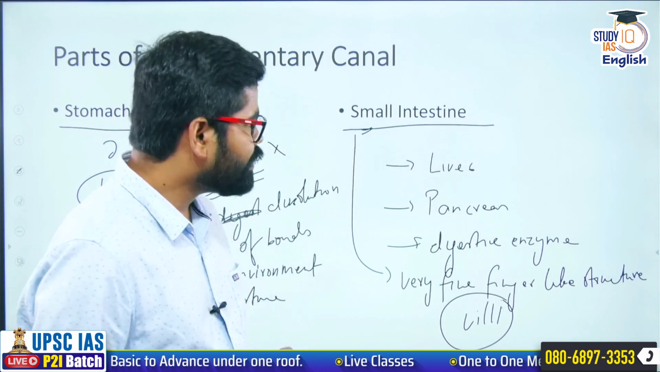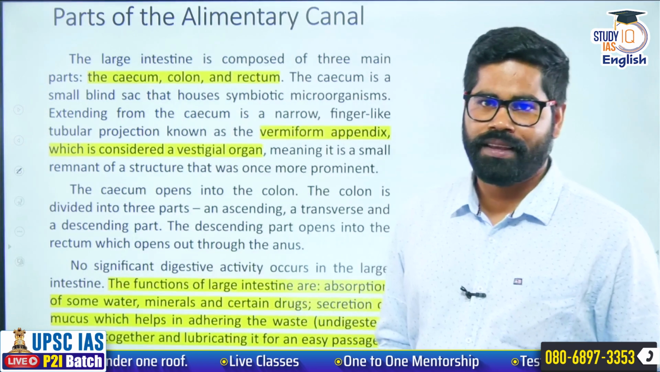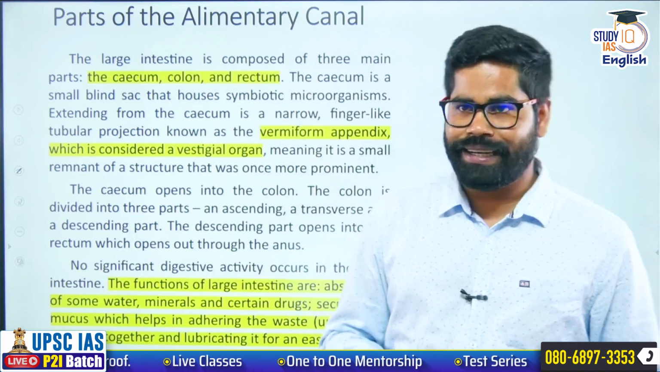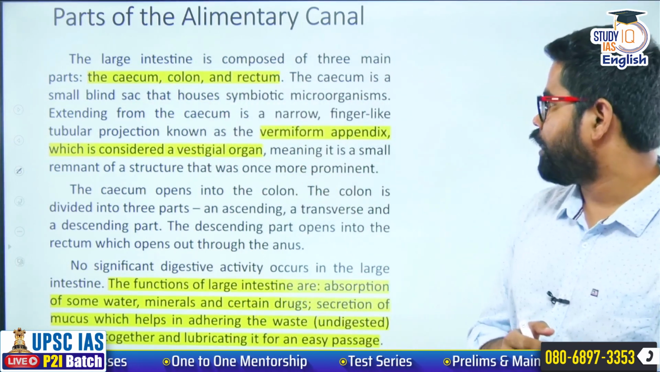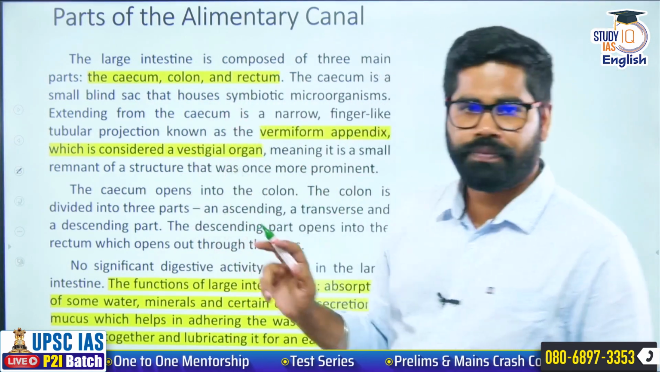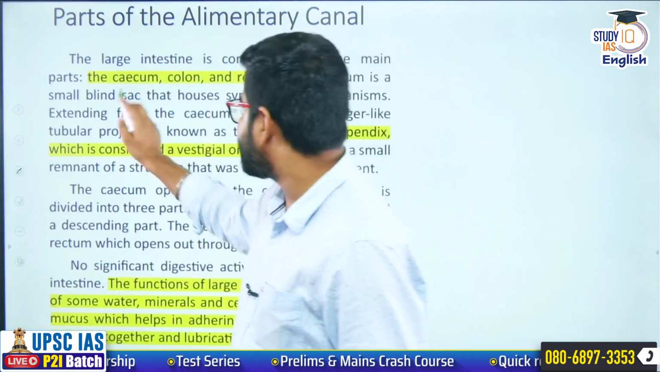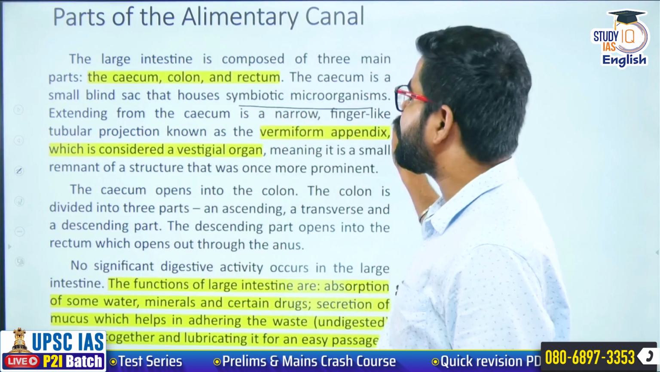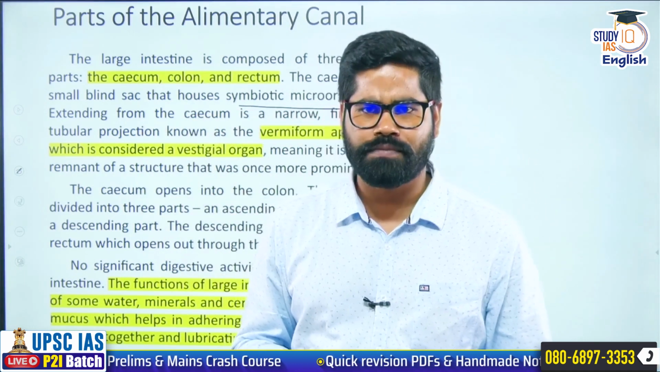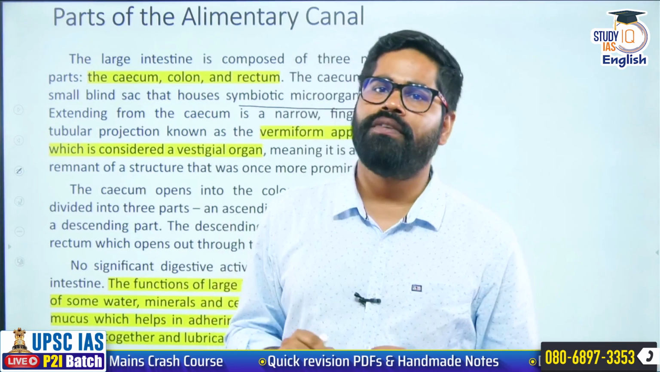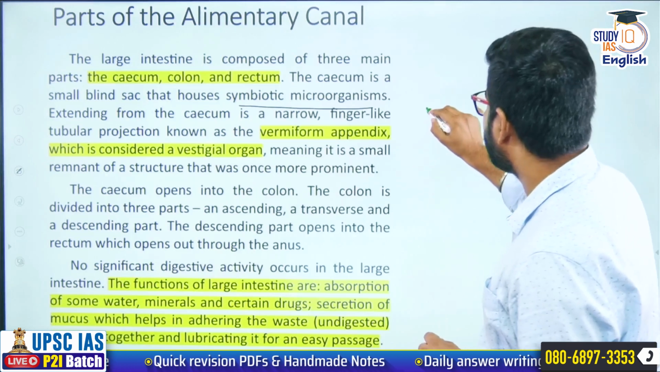Then there is the role of the large intestine. If we talk about the large intestine, it consists of 3 parts: cecum, colon, and rectum. The cecum is a small blind sac that also has some symbiotic microorganisms. What is the main role of this large intestine? Its main role is to absorb some water.